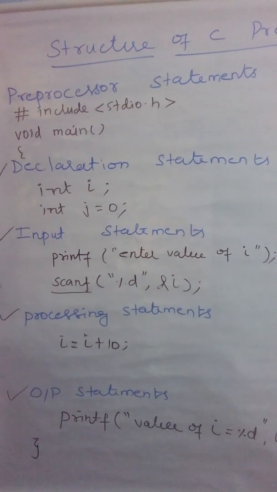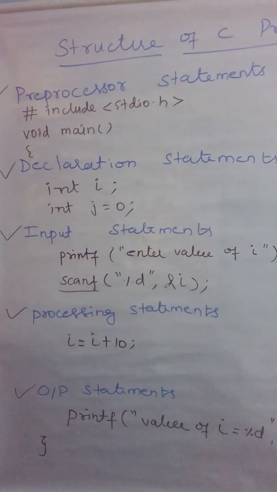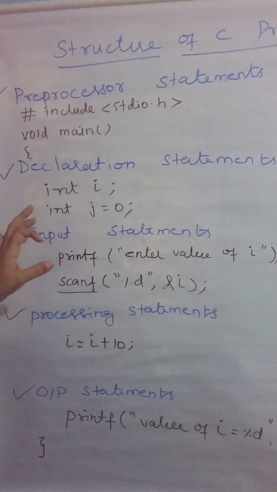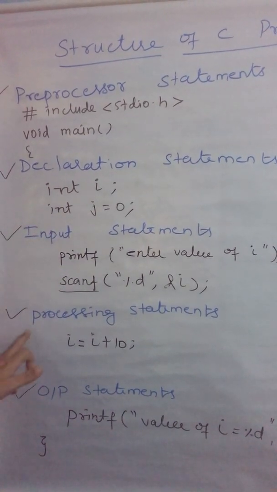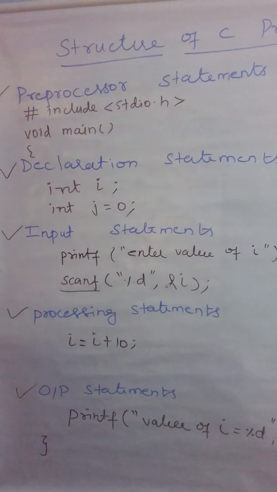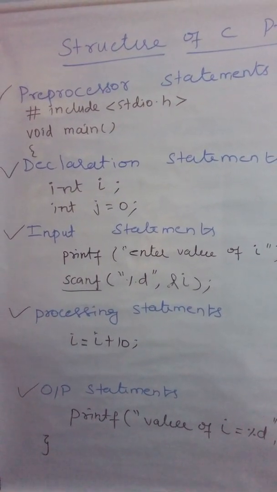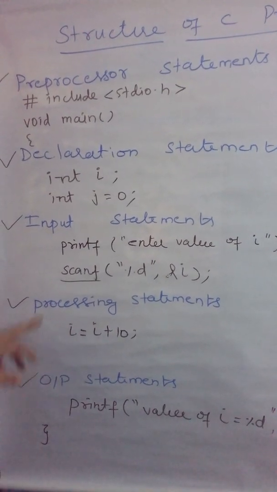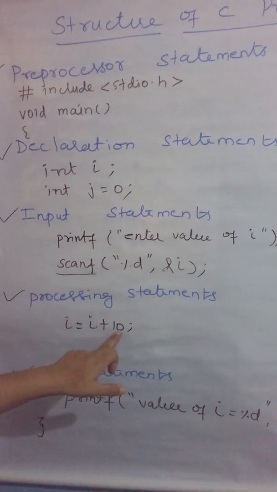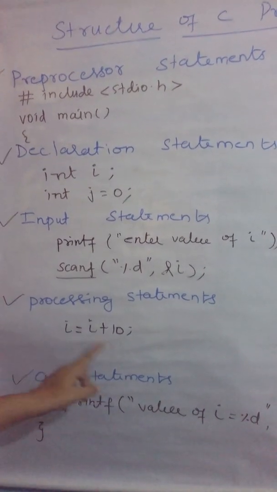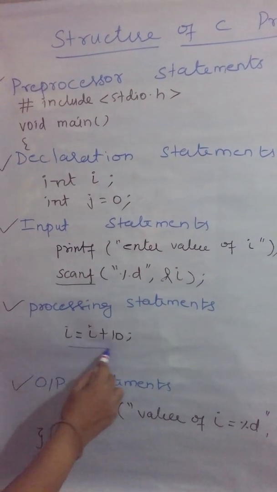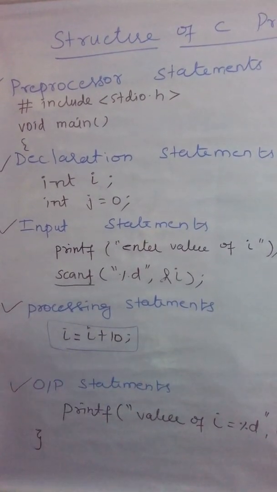First the declaration statement, then the input statement, then your processing statement, if you want to process the value of the variable you are using. The processing statement includes assignment statements, conditional control statements, decision statements and looping statements. Here I have altered the value of the variable, that is, I have incremented it by 10 using an assignment statement. So the processing statement I have used here is an assignment statement.